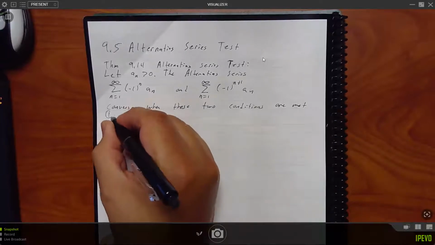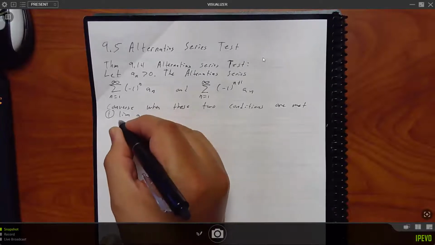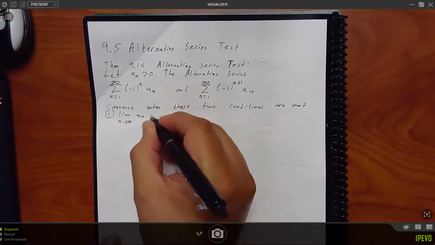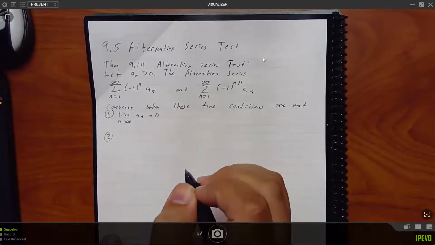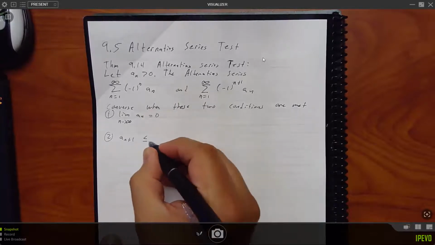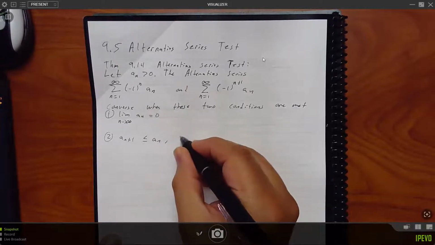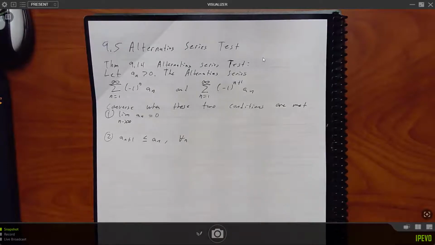Number one, the limit of a sub n as n goes to infinity is equal to 0. Number two, a sub n plus 1 is less than a sub n for all n. Okay. So this right here is called, well, I guess we'll get to it in a second.